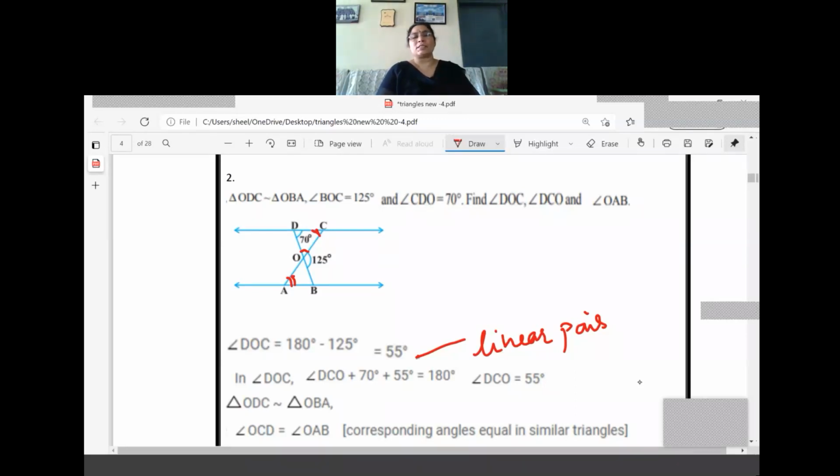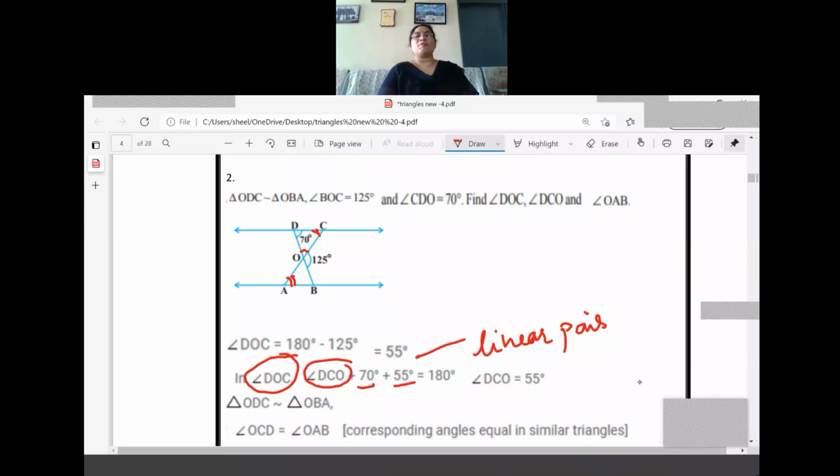So 70 is there for which angle? Angle D. Then angle O. We are speaking only of triangle DOC. In triangle DOC, angle D is 70, angle O equals 55. Then what is the question mark for us? Angle DCO. Angle DCO equals 55 by the angle sum property.